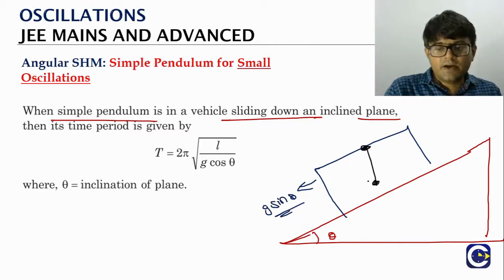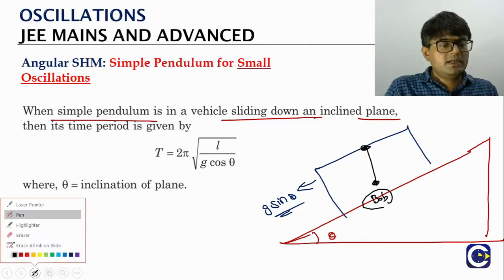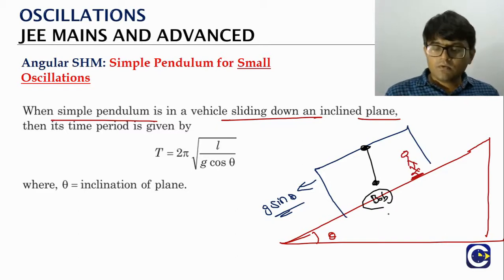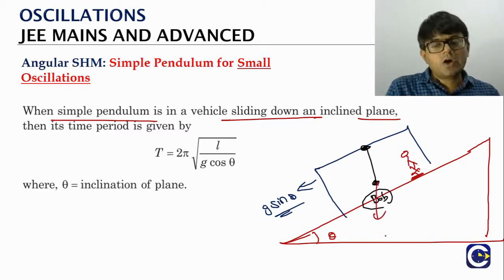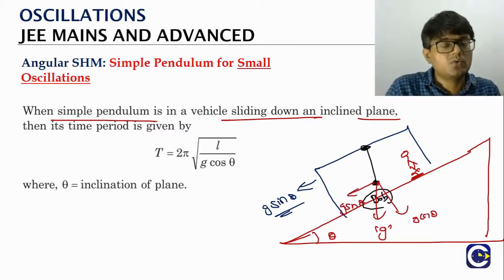Now as it is, we have a fixed point and the pendulum bob. This is the bob. We have the observer who is inside the vehicle. Now for the bob we will talk about the acceleration due to gravity g. But when you take the components, it can be divided into g cos theta and g sin theta. These are the two components. G sin theta will be along the plane, and g cos theta will be perpendicular to the plane.